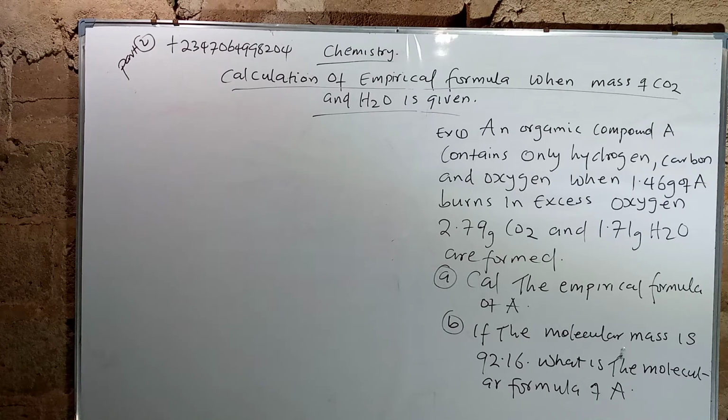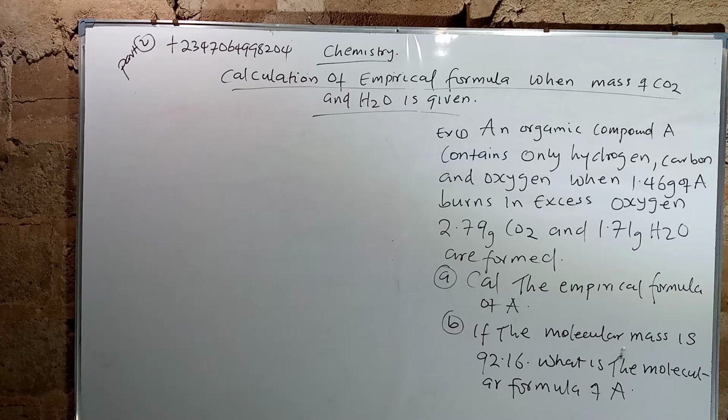Calculation of empirical formula when the mass of CO2 and water is given. Because you can see the question at the board. An organic compound contains only hydrogen, carbon, and oxygen. When 1.46 grams of A burns in excess oxygen, 2.79 grams CO2 and 1.17 grams water are formed. Calculate the empirical formula of A.